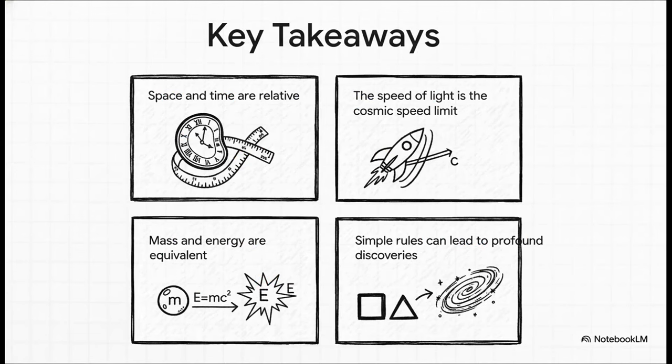So let's wrap this up. By starting with just 2 simple rules, Einstein showed us that our bedrock concepts of space and time aren't fixed at all. They're relative. He showed us that the speed of light is the ultimate cosmic speed limit, and he revealed that mass is just a hidden form of energy. He didn't make things more complicated. He just revealed a deeper, stranger, and way more elegant reality than we ever knew existed.